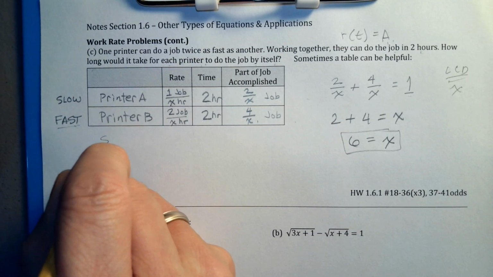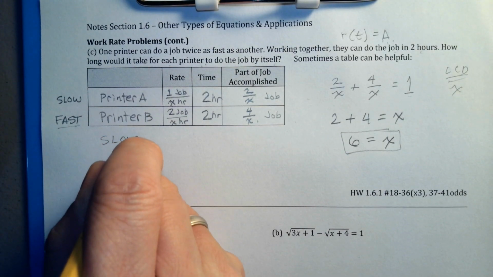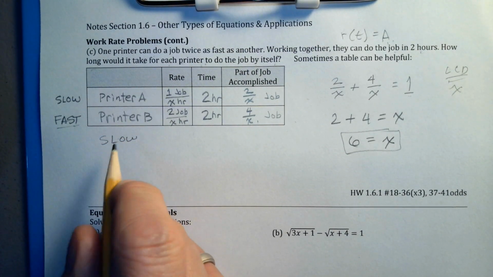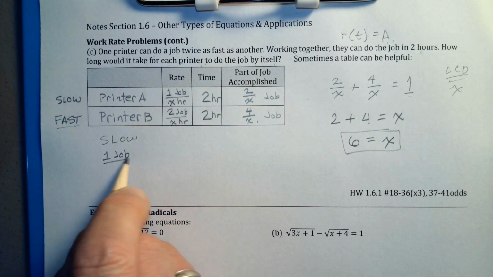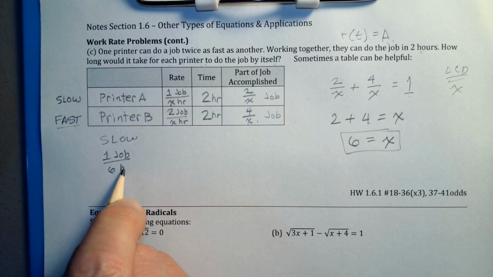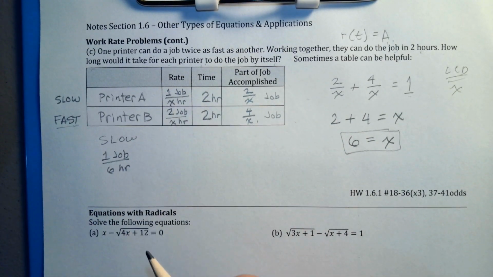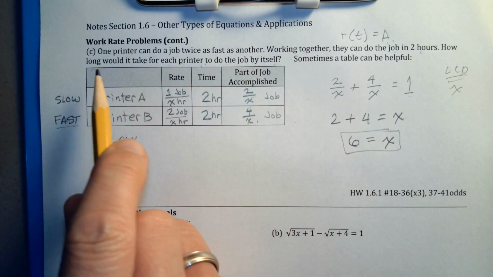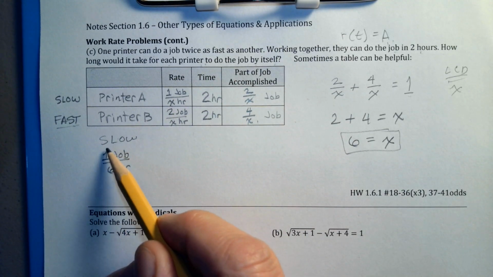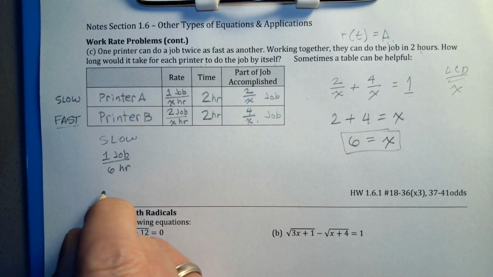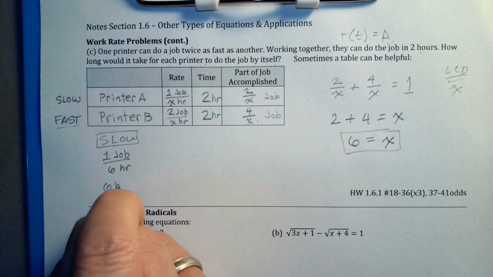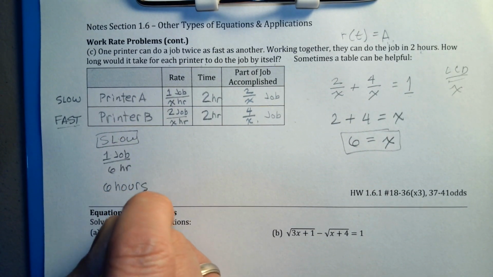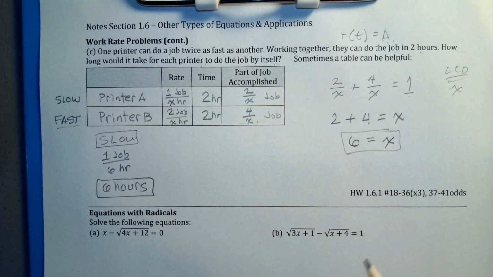So let's talk about the slow printer. And so we know that is 1 job in 6 hours, right? We look at the rate. So how long would it take to do the job by itself? Well, that's one job in 6 hours. So the slow printer, that would be 6 hours for it to do the job.